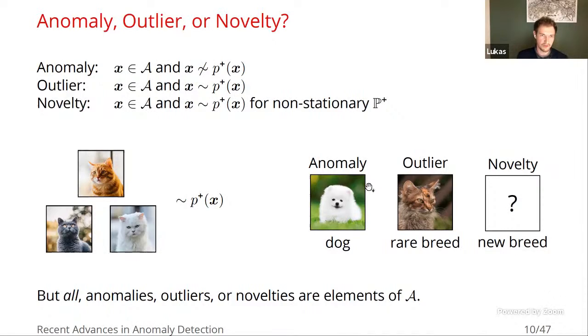Or in the context of novelty detection, one often assumes that the normal data distribution is evolving or non-stationary, and there are novel samples from novel modes from this changing distribution. So here it could be a new breed of cats is the focus of modeling. But in the probabilistic definition, all of them are elements of this low density region.